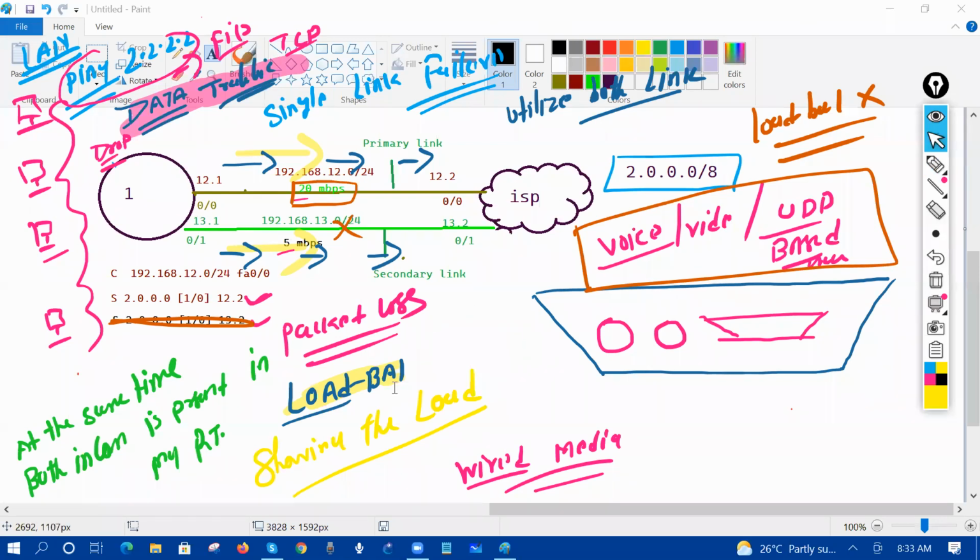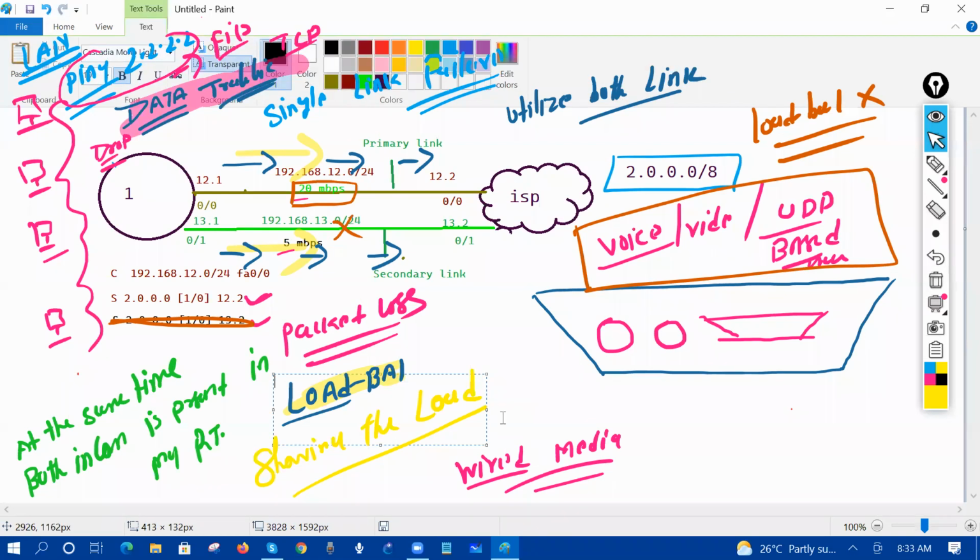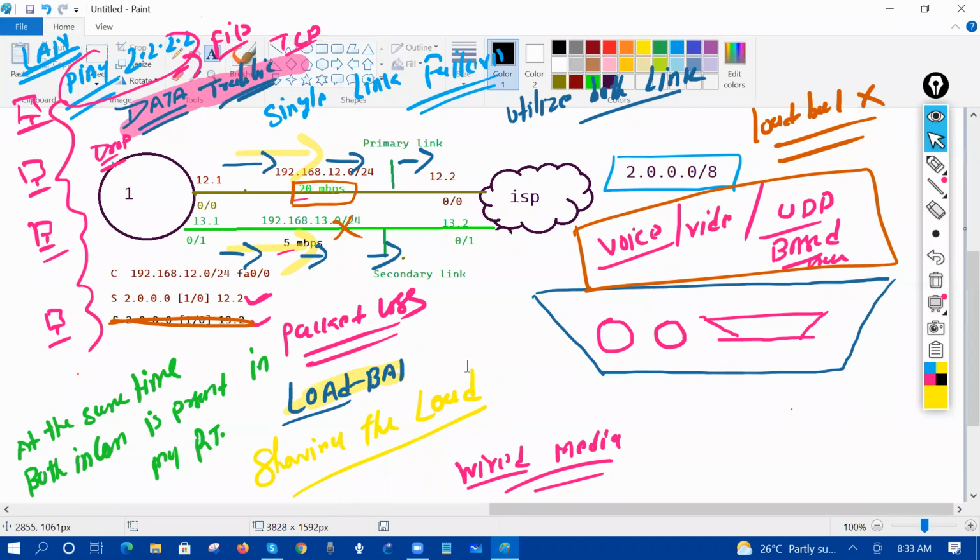But sometimes load balancing is not a good solution, right? Because if you have voice and video traffic, I cannot send my traffic over the 5 Mbps link, because it is slower as compared to this one. But sometimes load balancing is good. It totally depends on the scenario, right?